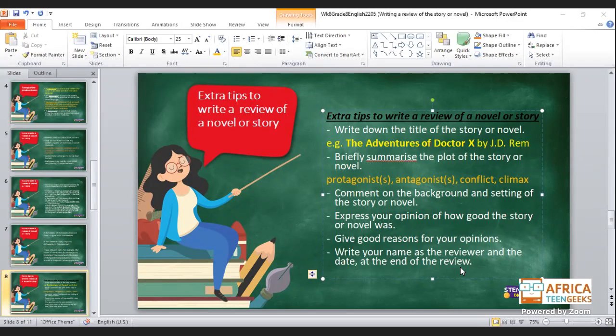Since I see in the chat that it is Tyrese who seems to be so interested in this story, at the end you can write Tyrese and your surname, and then the date on which you wrote the review, at the end of the review.